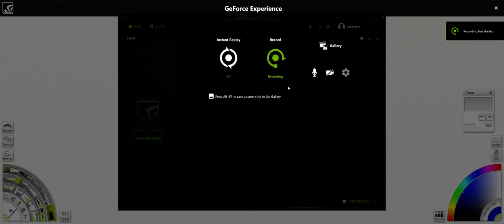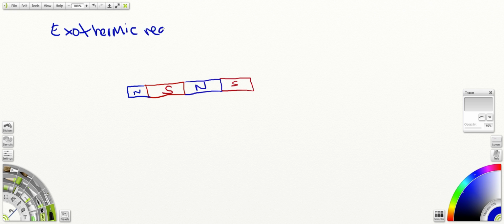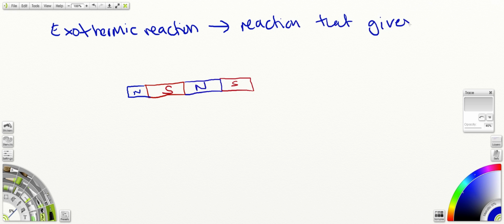Okay, so guys and girls, what I'm going to cover in this topic here is quite a few things actually. We're going to start off with endo and exothermic reactions. So I'm going to write exothermic reaction and I'm going to explain what it is. So an exothermic reaction is anything that is a reaction that gives out heat, that gives out heat energy.